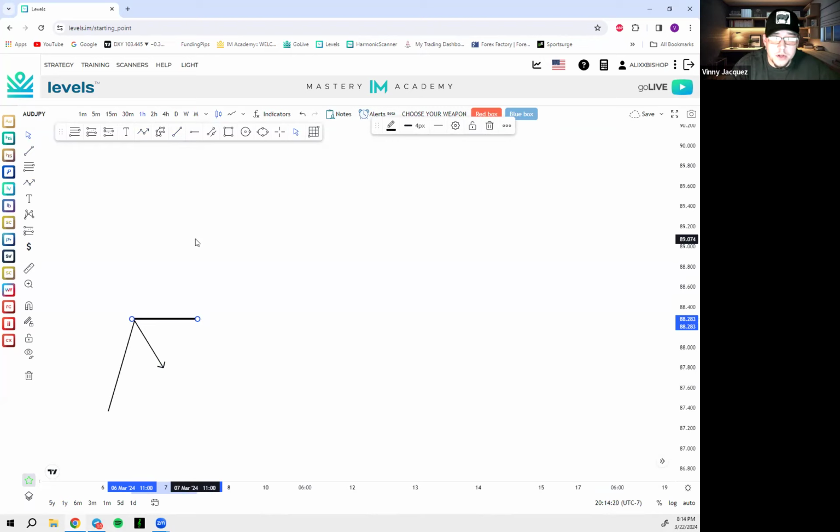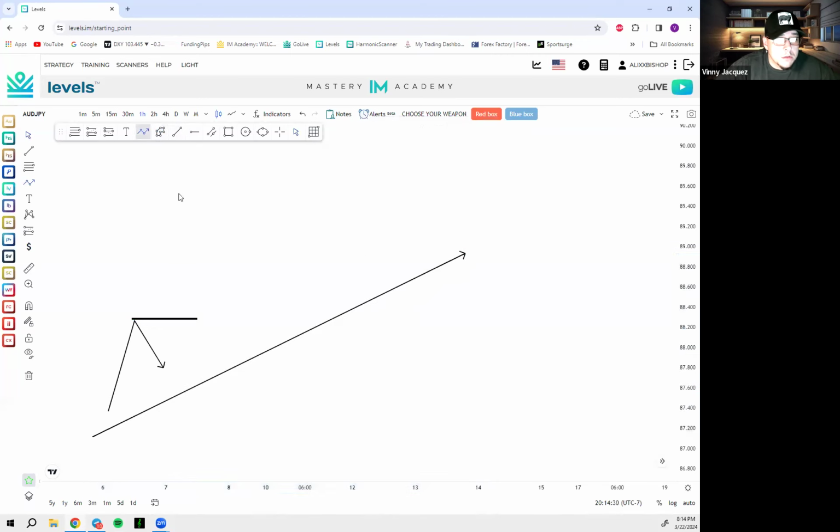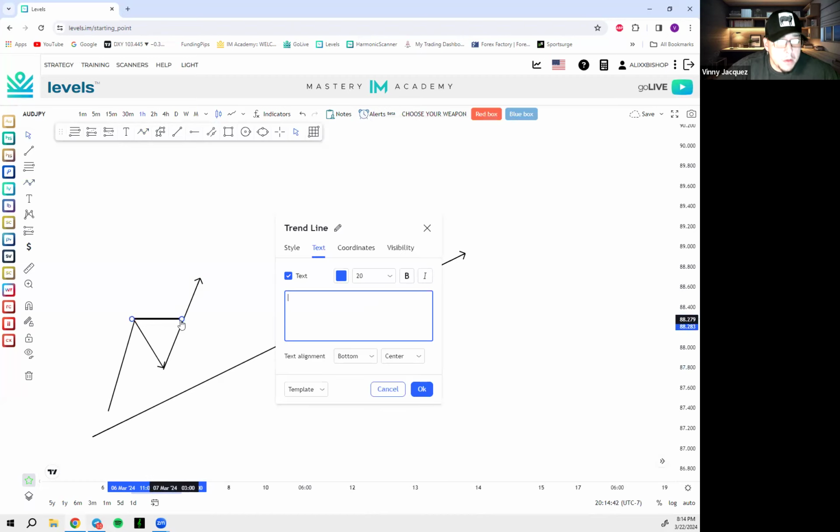I would put that in your notes. Anytime you see a break of structure, think trend continuation. If we're uptrending, looks like my computer is lagging, guys. So if it lags, just let me know. If market is uptrending, we want to go ahead and go higher, giving me a higher high. So this would go ahead and give me my BOS.